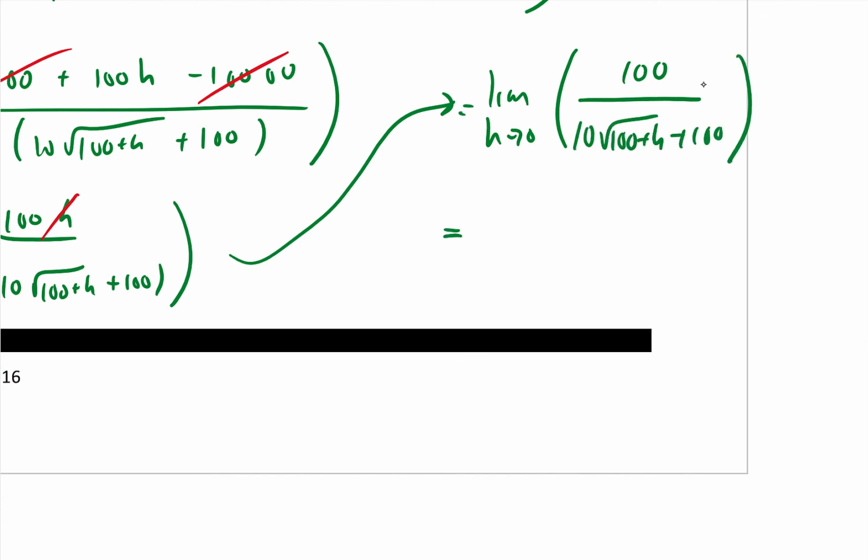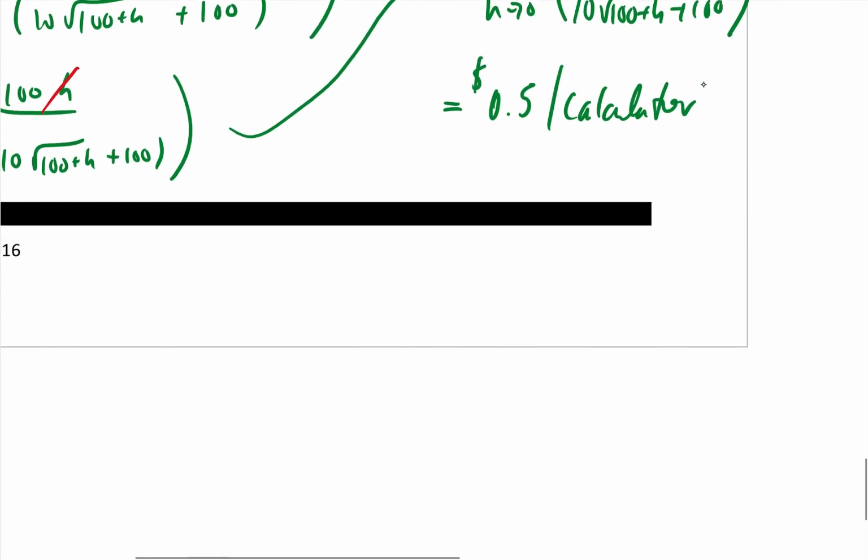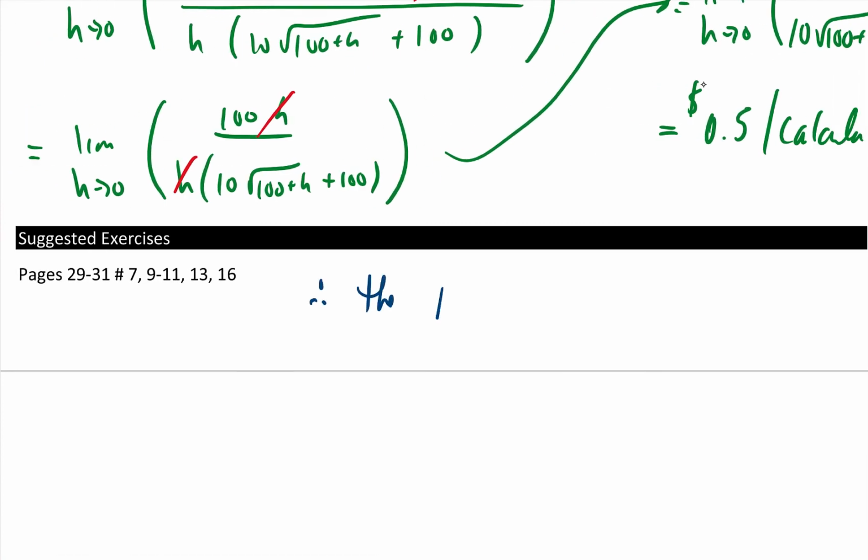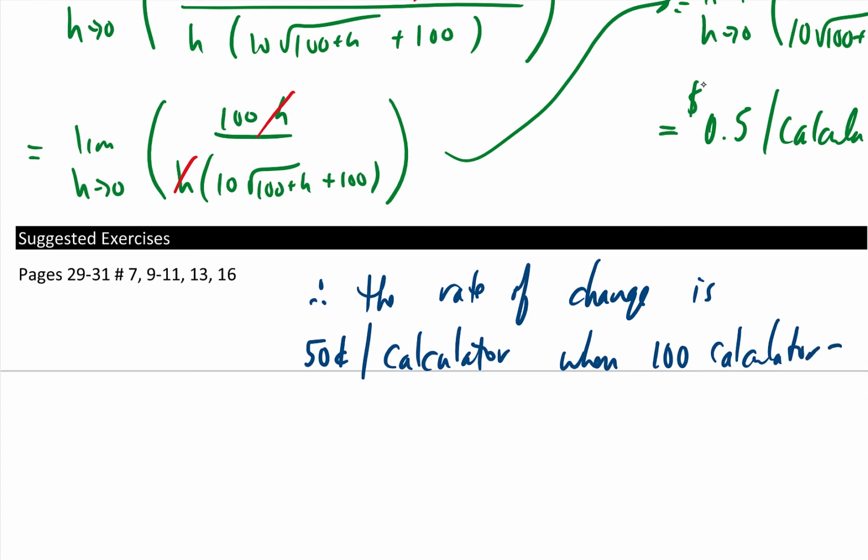Now if we sub in h equals 0, you see you end up with 0.5. And this would be $0.5 per calculator. So let's conclude. So we see we have a rate of change of 50 cents per calculator when 100 calculators are produced.